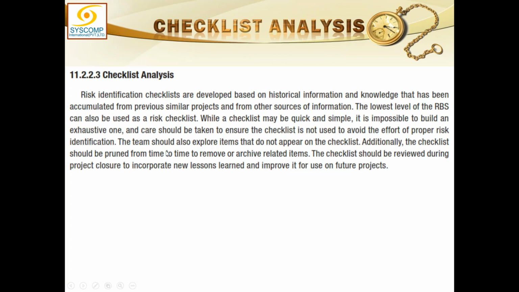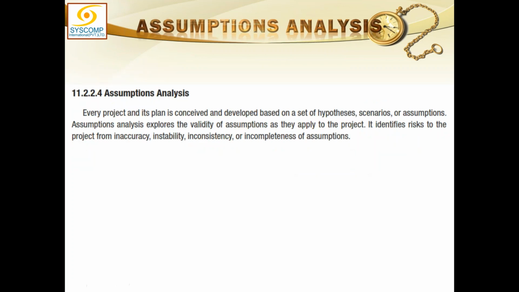The team should also explore items that do not appear on the checklist. Additionally, the checklist should be pruned from time to time to remove or archive related items. You can improve the checklist. The checklist should be reviewed during project closure to incorporate new lessons learned from this project and improve it for use on future projects. So this is how a checklist analysis can be done.